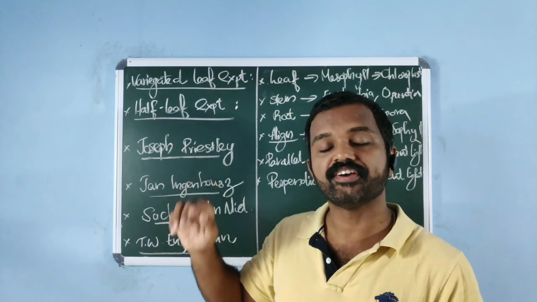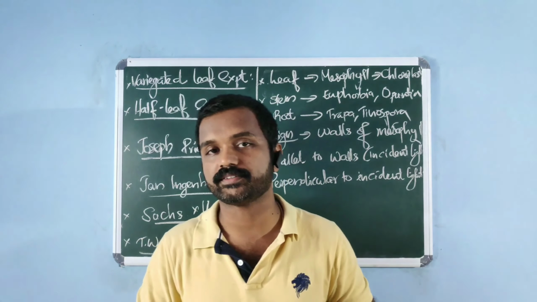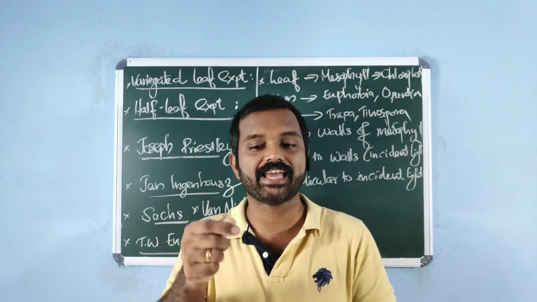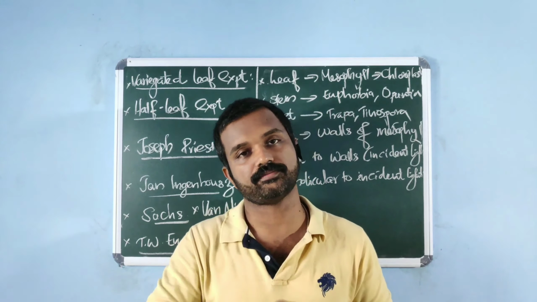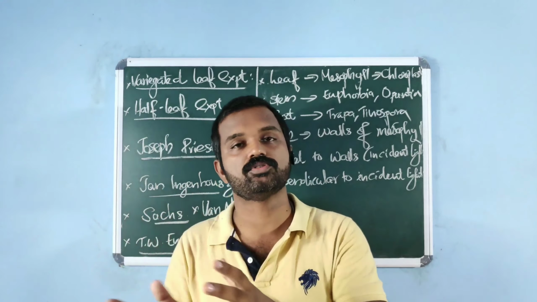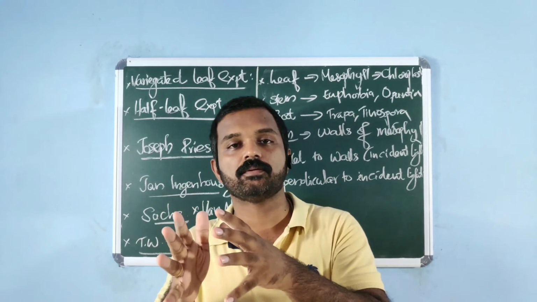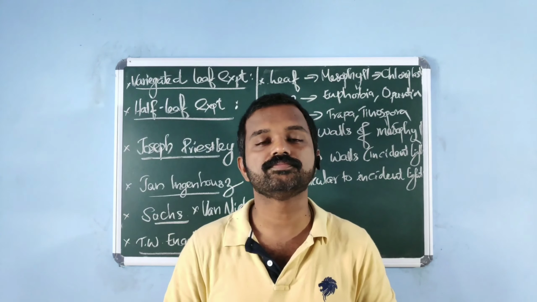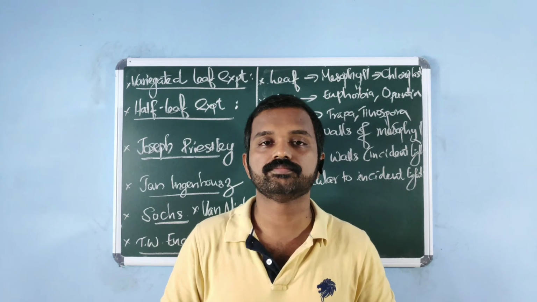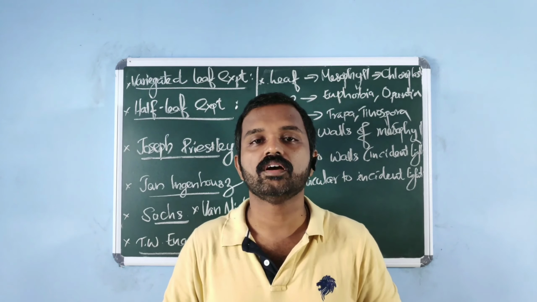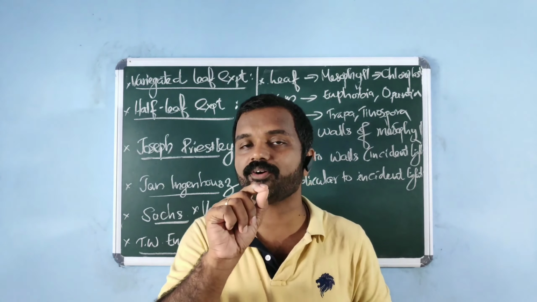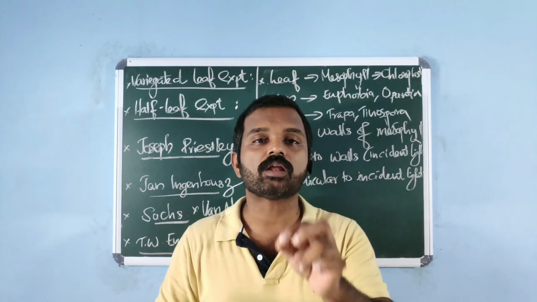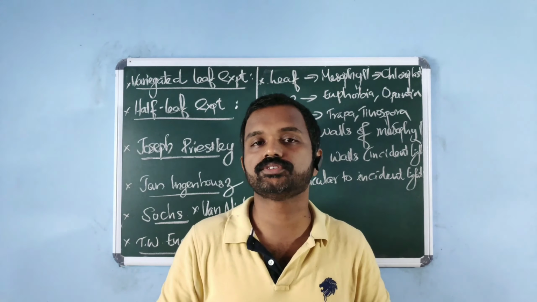Second one, the half-leaf experiment. A part of the leaf is enclosed in a test tube containing KOH, potassium hydroxide, soaked cotton, and the other part is exposed. If this experimental setup is kept in sunlight for a few hours and after that it is tested for the presence of starch, the exposed part will show a positive response. So this experiment proves that carbon dioxide is necessary for photosynthesis, as KOH soaked cotton absorbs the carbon dioxide inside the test tube.